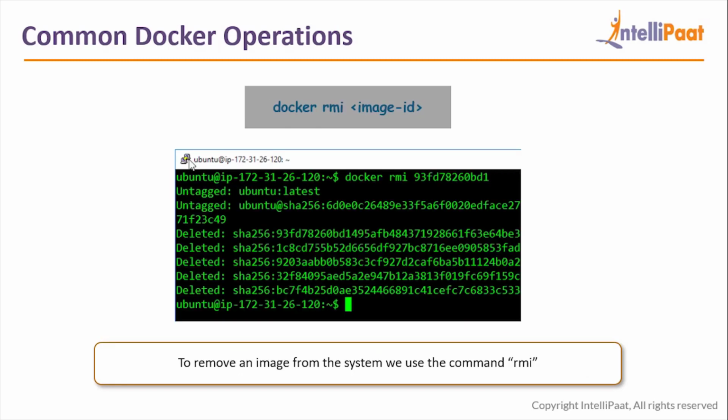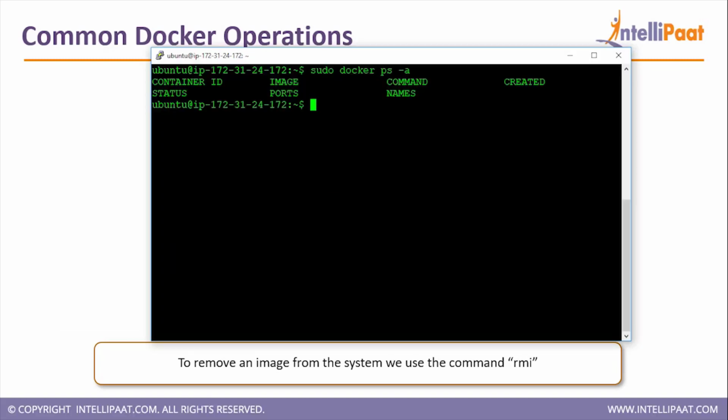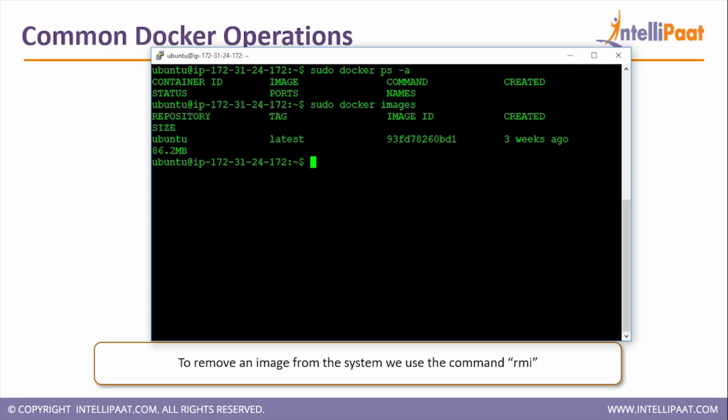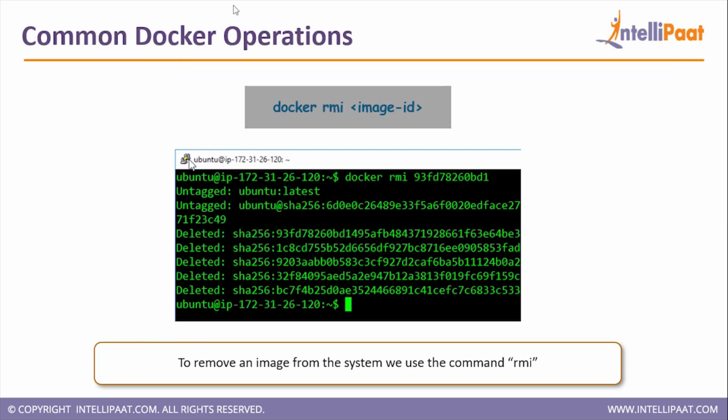All right. Moving forward, now what to do when you have to remove an image? Now you guys know we already have an image in our Docker system, which is this. We have the Ubuntu image. Now if you want to remove this image from the system, the command for that is docker rmi and then the image ID. And this would remove the image from your system.